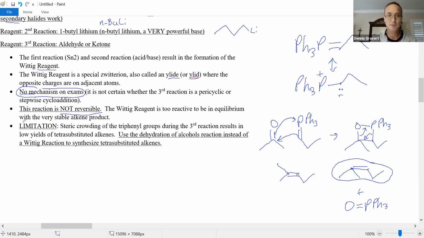Also, this is not a severe limitation, but it is one that chemistry majors should be aware of. And gosh, everyone should be aware of this. It's difficult to put 4 groups on your alkene. Tetrasubstituted is the term for that, where you have an alkene and there's 4 bonds total on the alkene. If you substitute what used to be hydrogens for other groups, other Cs, that's called a tetrasubstituted alkene.